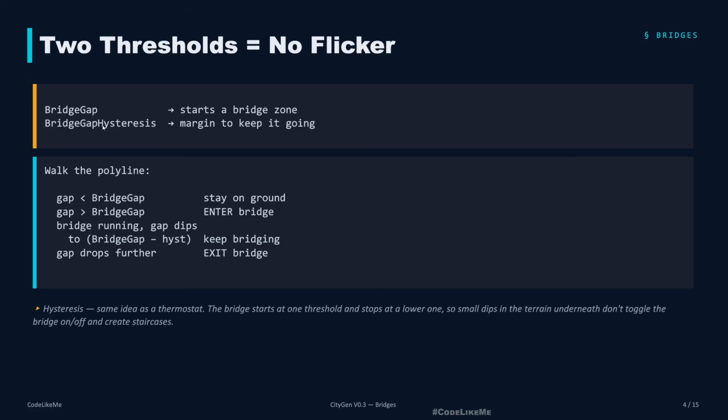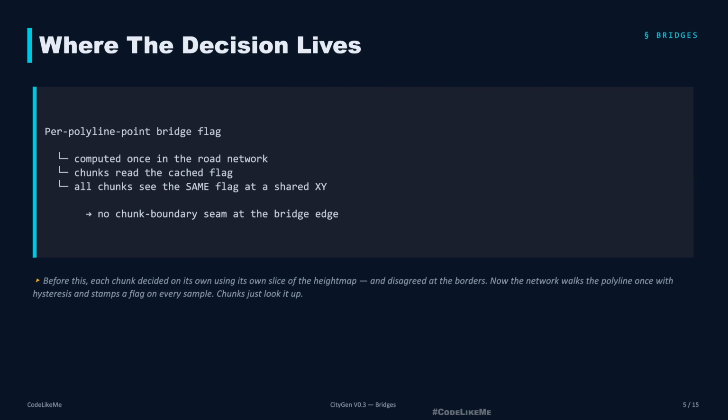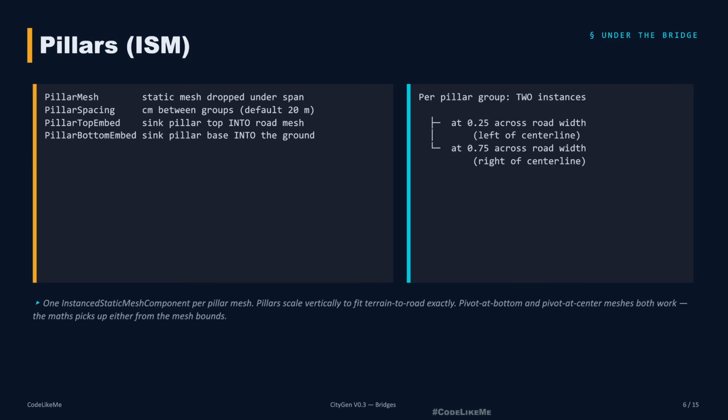And this bridge gap hysteresis is to make the bridges keep going even once we start a bridge. Even if the landscape moves up and the gap is decreased, we're going to continue if the gap is still larger than the bridge gap minus this hysteresis value. And yeah, these pillars make up the bridge.